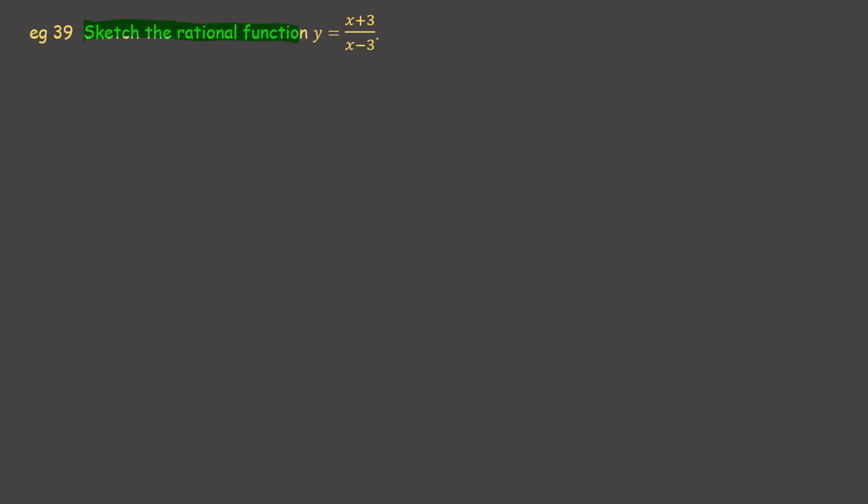Sketch the rational function y equals x plus 3 over x minus 3. So in this case, the degree of the numerator and the denominator is the same. Now we don't need to go as far as doing division here. We could do the following.